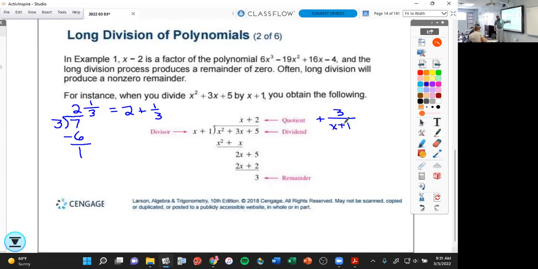So x squared plus 3x plus 5 divided by x plus 1 is equal to x plus 2 plus 3 over x plus 1. Okay? Questions on that? Molly, you got a blank look on your face. How are we doing? Okay.